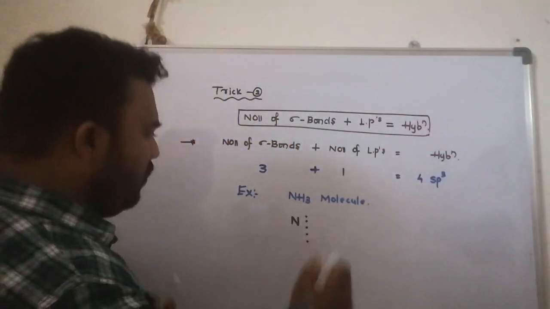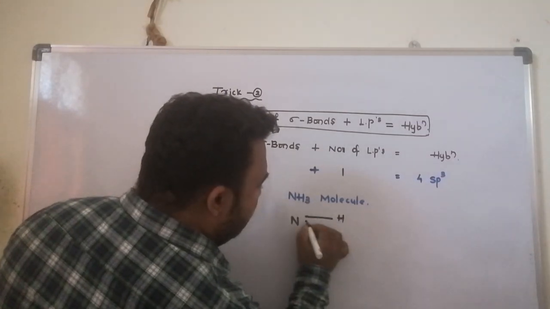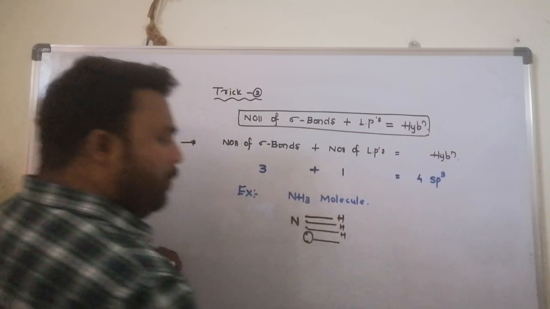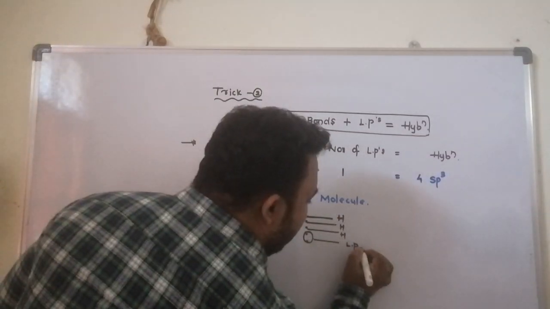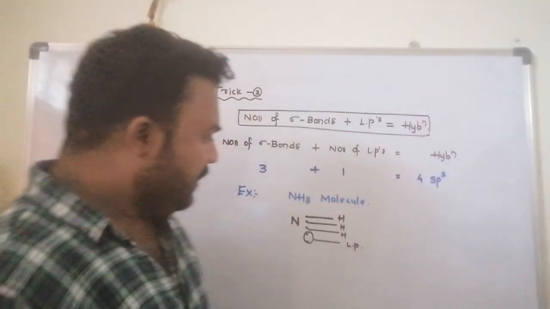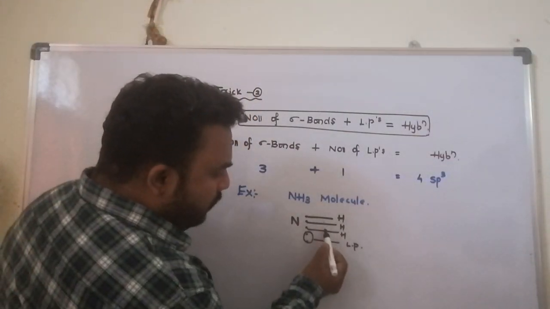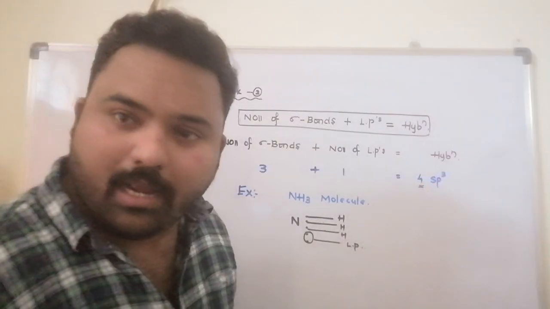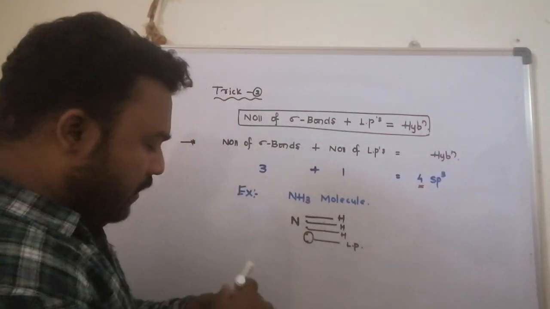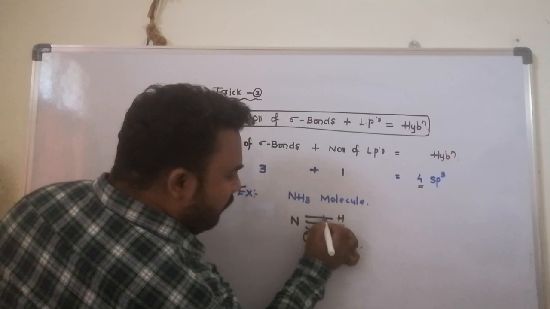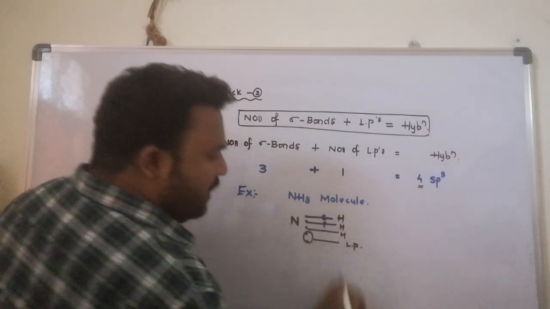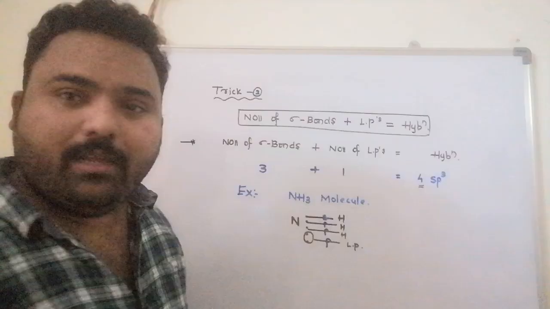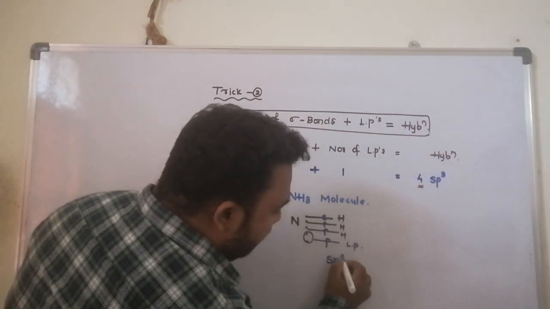See here, the first bond with hydrogen, the second with hydrogen, the third with hydrogen, and 1 lone pair of electrons. So 3 plus 1 is 4. 4 means what? sp3 hybridization. So you can simply assume the first bond is S, the second is P, the third is P, and the lone pair of electrons is also P. So here it is sp3 hybridization.